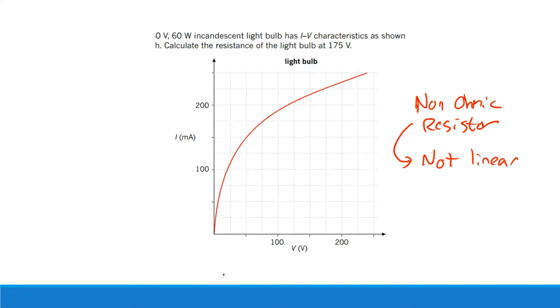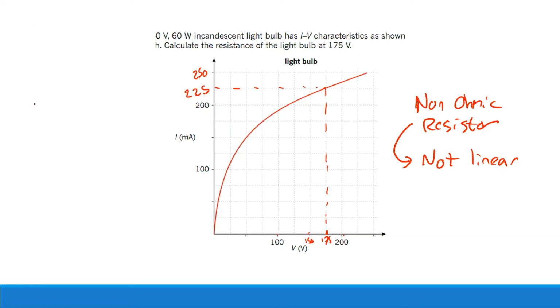Calculate the resistance at 175 volts. Where is 175? 100, here's 150, here's 175. It's halfway between 150 and 200. If I go up here, I hit the graph at this point. What type of current am I seeing at that point? Well, I'm halfway between 200 and, let me just double check, that's not 300, that's 250. I'm halfway between 200 and 250, so that's going to be 225.